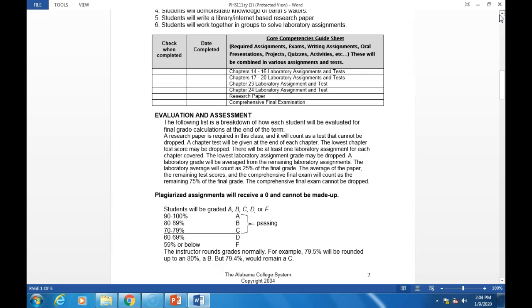Now, end of the term, if you're in the 90s, you get an A, 80s B, 70s C. Don't go down here. Please don't go down here. 60s are D's and 50s and below are F. Now, because this is not a required course for any major, it's just a science course that everybody has to take some sort of science courses, you might be able to live with a D.